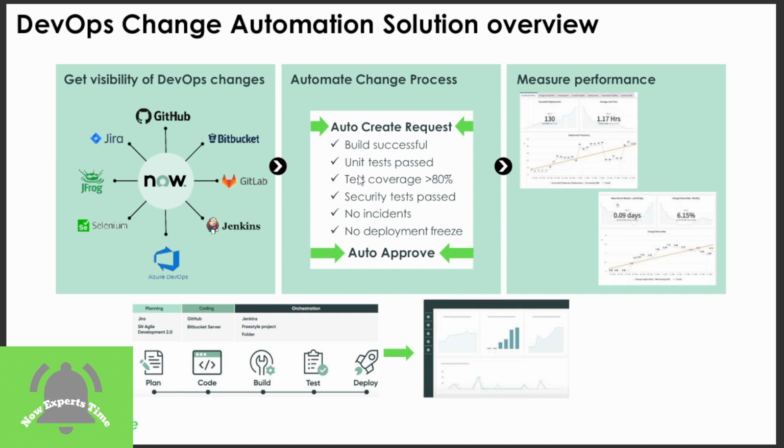So to resolve this problem, ServiceNow planned to enable an automated change management solution with the help of DevOps Change Velocity. For example, if you have any CI/CD tools like Jira, GitHub, Bitbucket, Jenkins, Azure DevOps, which we call ADO, Selenium or JFrog. So what are the tools you are using in your business landscape? These tools will be integrated with your ServiceNow.